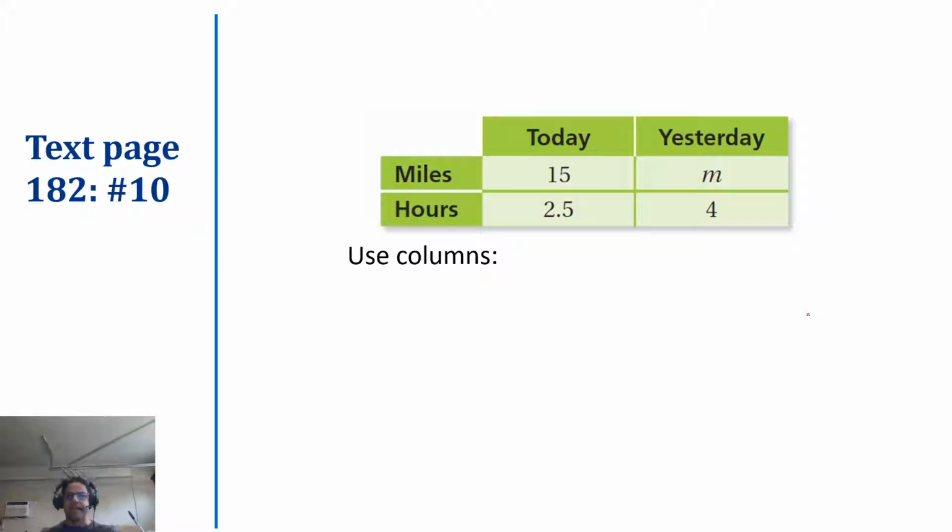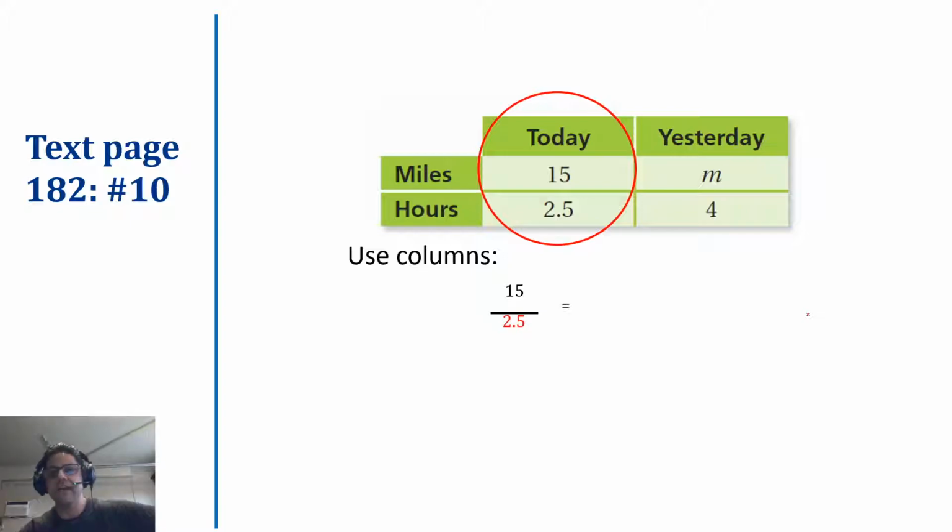All right, number 10. If you hiked 15 miles today in 2.5 hours, how many miles did you hike yesterday if you were doing 4 hours? Now, hopefully you have the exact same pace, and that's why we can set it up as a proportion. So again, I like columns. 15 over 2.5 is equal to M, or missing miles, over 4.